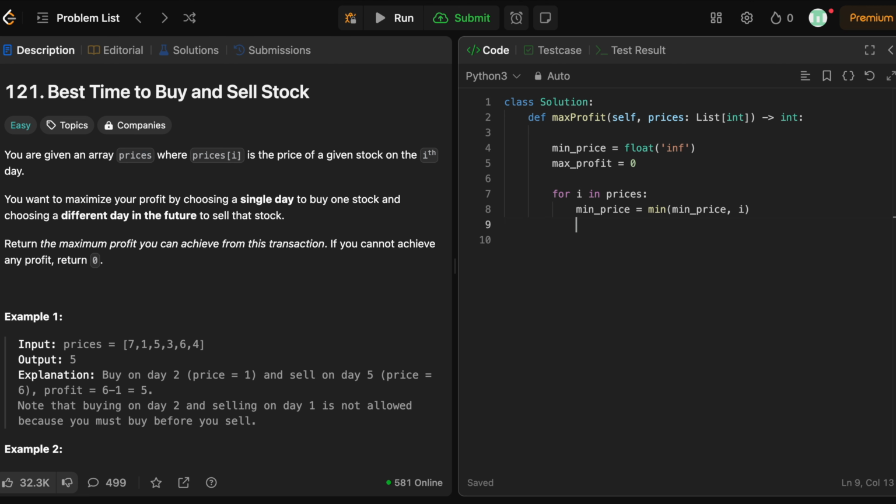the current price. And then what's our profit if we're going to sell it today? I'm going to create a new variable for that. I'm going to name that as profit, which is going to be our i minus our min price. And then will this be the best profit we have seen so far? Let's go ahead and update our max profit.